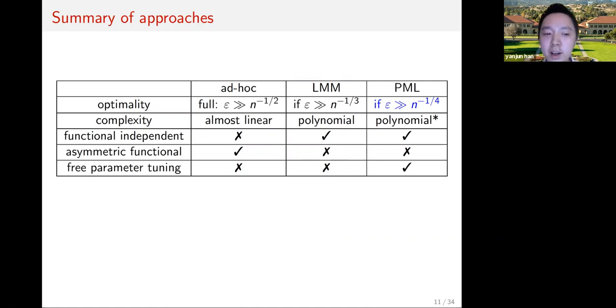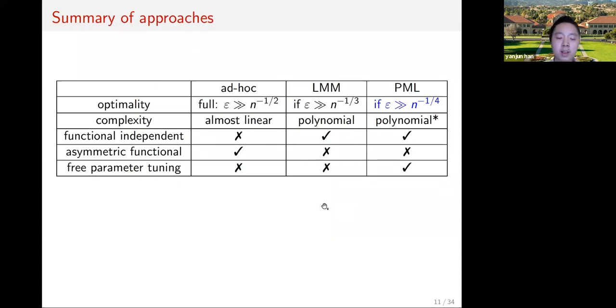Then how about the PML? The optimality guarantee of the PML holds in an even more restricted regime. That is, epsilon is much greater than n to the minus 1/4. And there exists a polynomial time algorithm to approximately compute the PML. But the advantage of PML is that it is functional independent and it is free of parameter tuning.